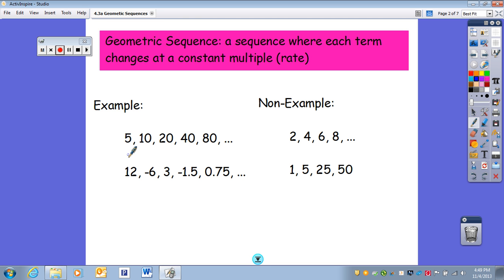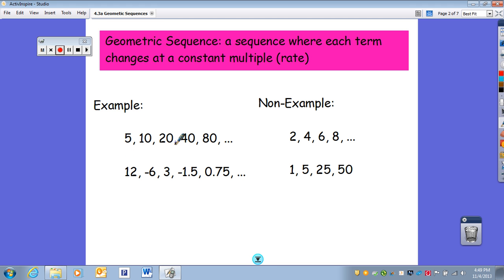Let's take a look at some examples. For the first example, we have 5, 10, 20, 40, 80. Notice that this time, instead of adding or subtracting to get to our next term, we are changing by a constant multiple, which means we are multiplying to get to the next. So if we take our first term of 5 and multiply it by 2, we get 10. Multiply it by 2, we get 20. Multiply it by 2, we get 40. Multiply it by 2, we get 80, and so on.